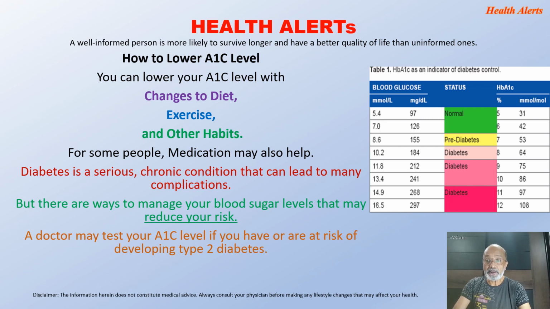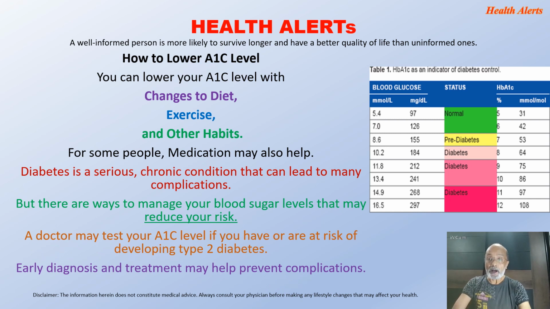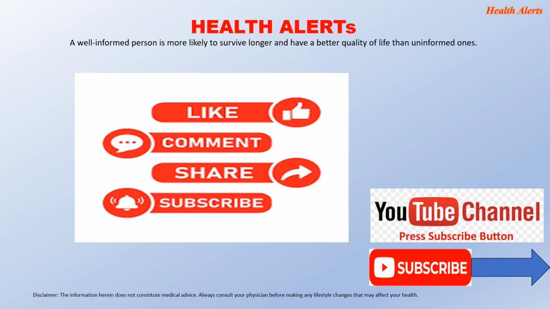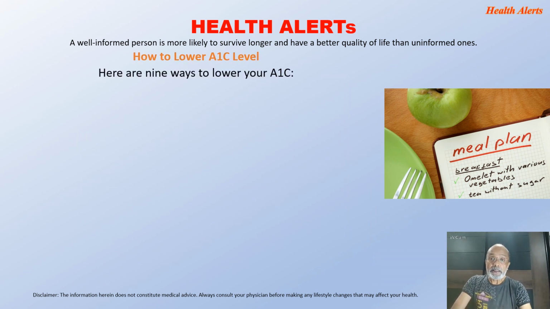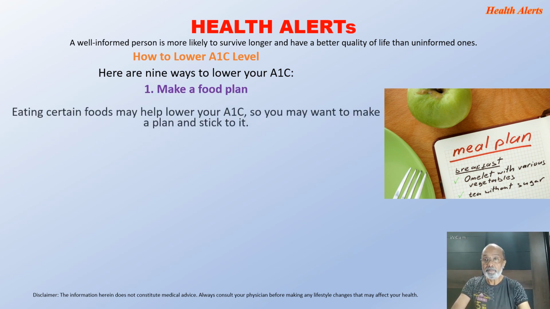A doctor may test your A1C level if you have or are at risk of developing type 2 diabetes. Early diagnosis and treatment may help prevent diabetes complications. Here are 9 ways to lower your HbA1c, or in short what is called A1C level. Number 1, make a food plan.